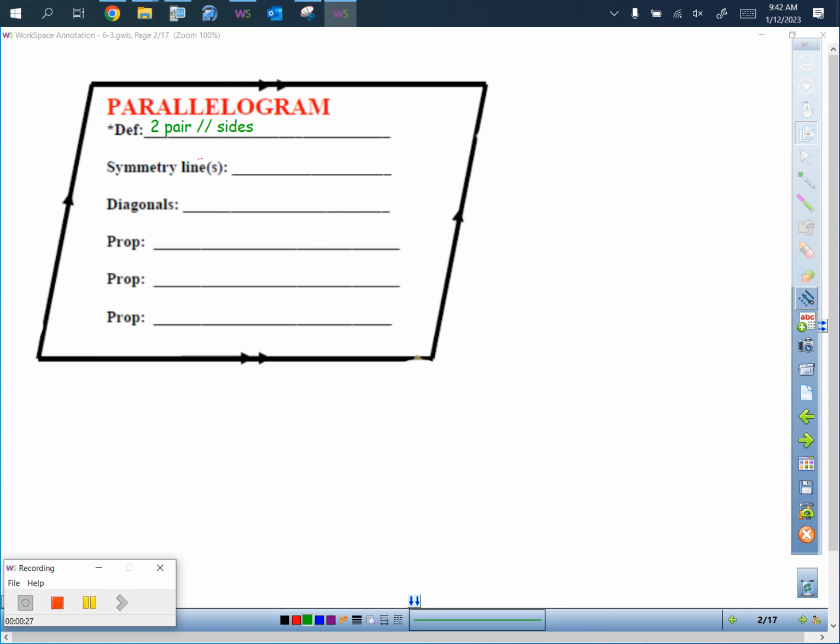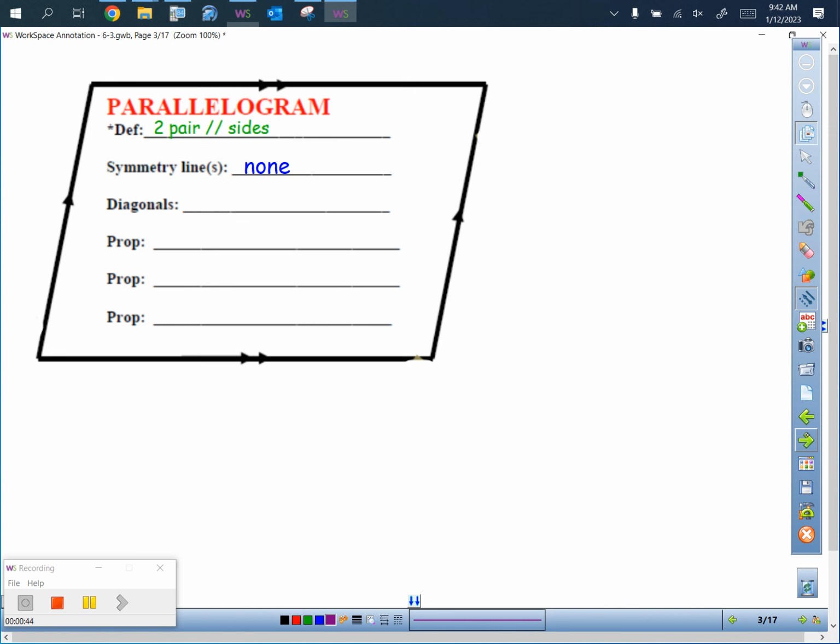Symmetry line-wise, let's see. Do you feel that, like right here, this would be a symmetry line of the parallelogram? Is everything on the left side exactly the same as everything on the right side? Why not? And if I went like this way, do you feel that that is a symmetry line? Any of those symmetry lines? Nope. The fact of the matter is that a parallelogram does not have any symmetry lines.